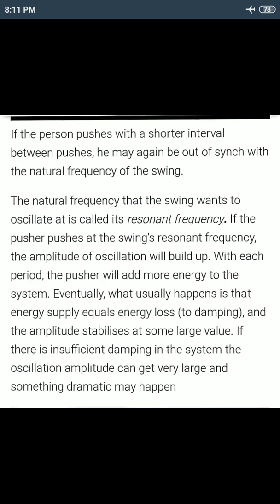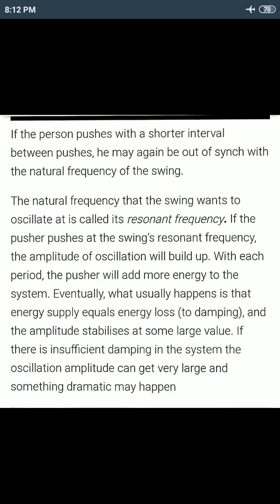If the time gap is very short, then once he pushes, the second person will oscillate and reach a certain point, and before returning to the initial position, if the pusher gives the force again, it will not apply to the second person. So in this case also, he will not get enough energy, and again it will be out of synchronization with the natural frequency of the swing.